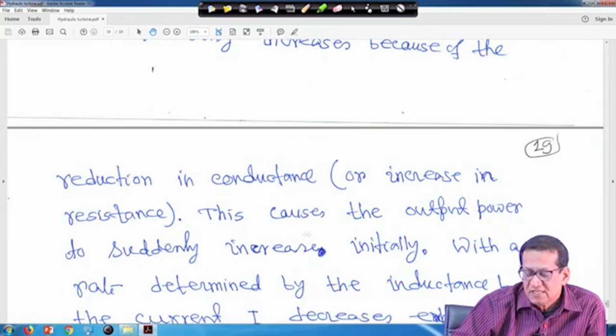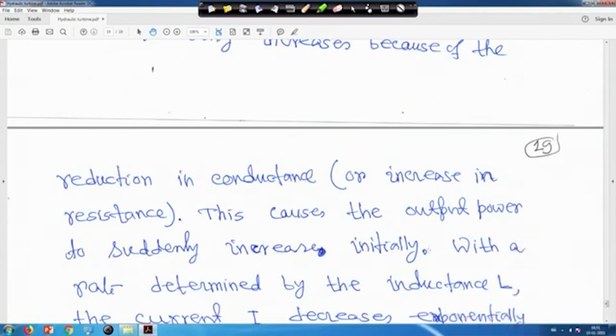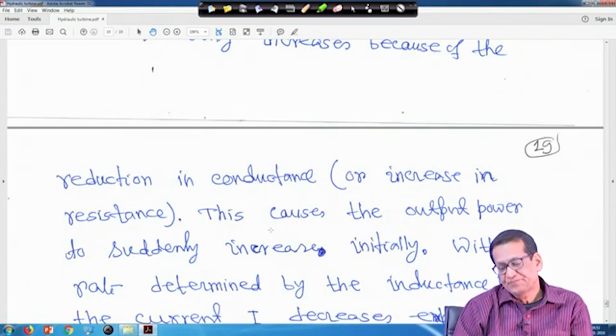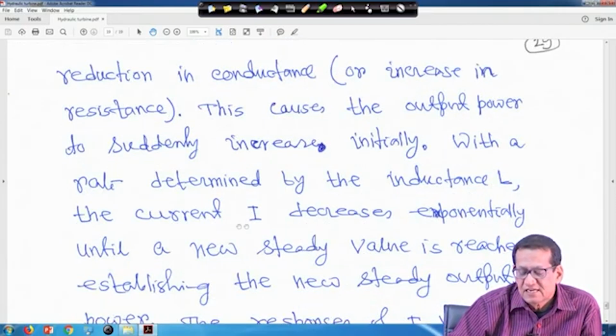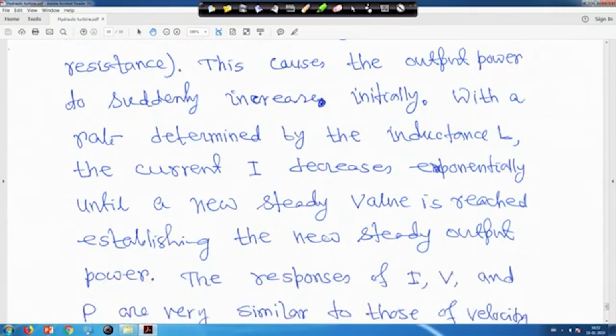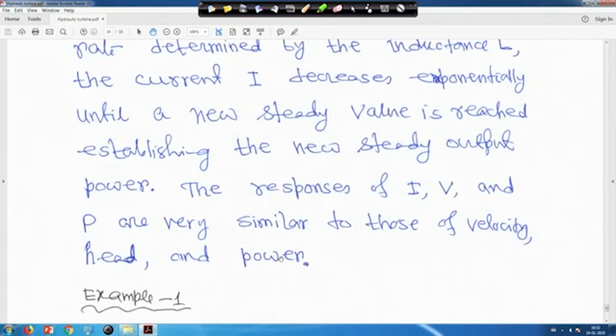This causes the output power to suddenly increase initially. With a rate determined by the inductance L, the current I decreases exponentially until a new steady value is reached, establishing the new steady state output power. The responses of I, V and P are very similar to those of velocity, head and power.